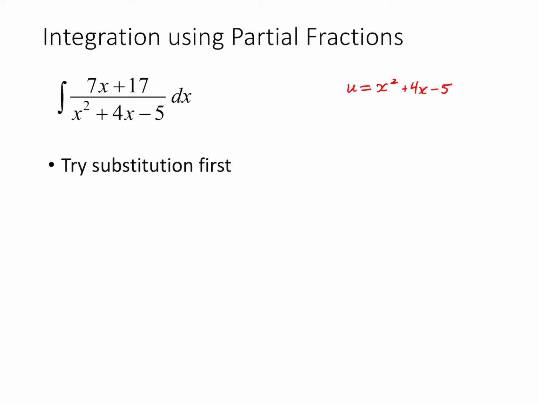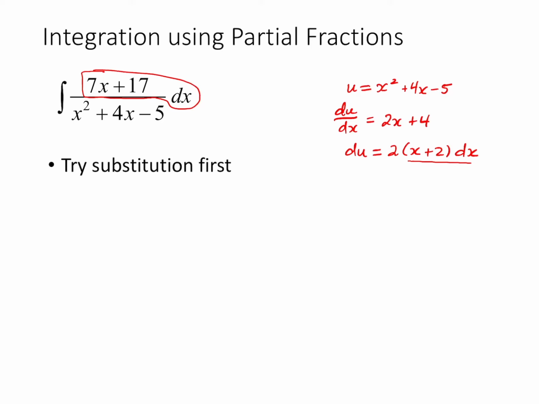to see if we could use that to get rid of the numerator. So if we let u equal x squared plus 4x minus 5, take the derivative, we get 2x plus 4. So then du equals, just factoring out the 2 from there, 2 times x plus 2 dx. Now, if we compare that to the numerator, the 7x plus 17, there's no way that we're going to be able to turn that 7x plus 17 into this x plus 2 dx.